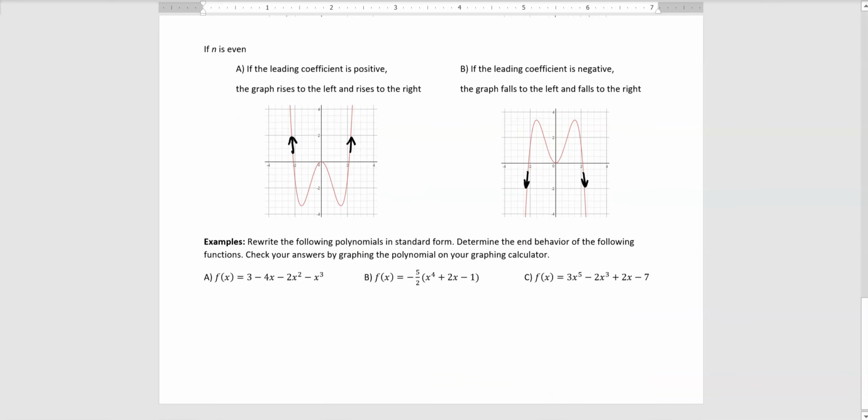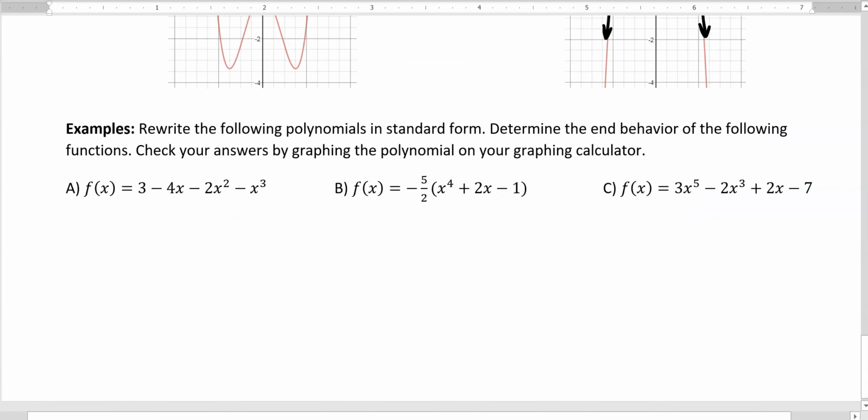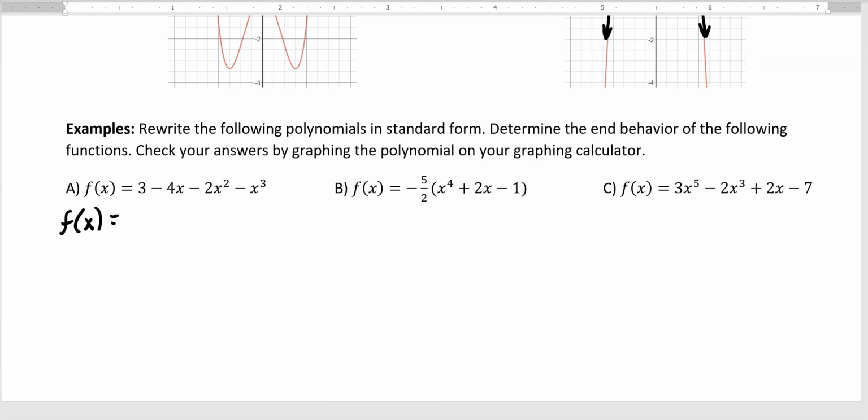All right, so let's do some examples here. Make sure we understand, can hit this home here. So, rewrite the following polynomials in standard form, determine the end behavior, and then we can check our answer if we want. So first thing, we have to put this in standard form. So we'd say f of x equals, and this one's almost just entirely reversed. It is entirely reversed, actually. 4x and then plus 3.